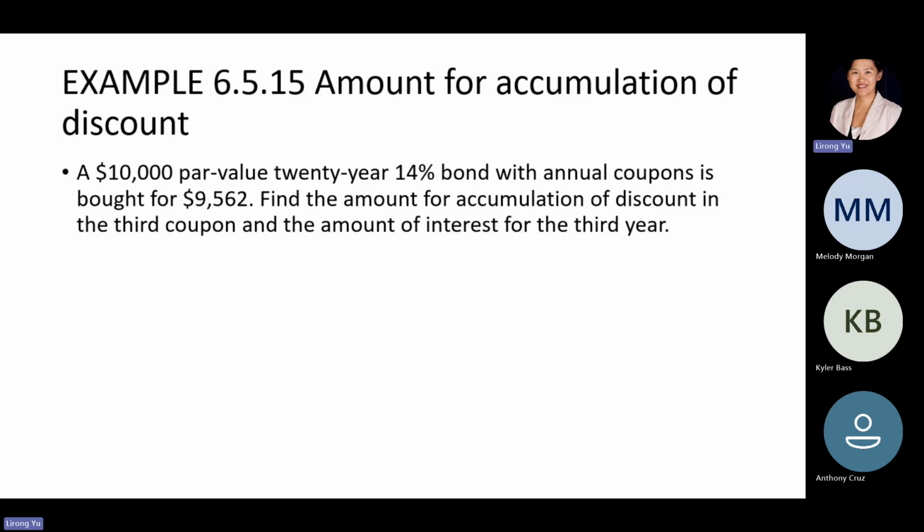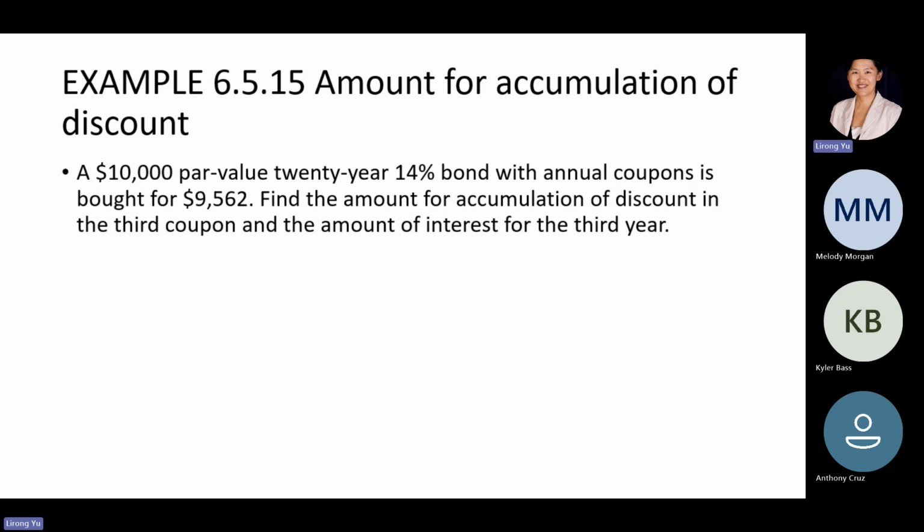We have par value, so we know the redemption, on a 20-year 14% bond with annual coupon. So when you see 14% bond, that 14% is the coupon rate. And find the accumulation of discount in the third coupon. So when you see accumulation of the discount, that's P_t. In the third coupon, so we intend to calculate P_3. Are we okay? So when you have a discount situation, you calculate the accumulation of discount. When you have a premium situation, you calculate the amortization of the premium. The terminology is kind of weird, different in the two situations, and the amount of interest for the third year.